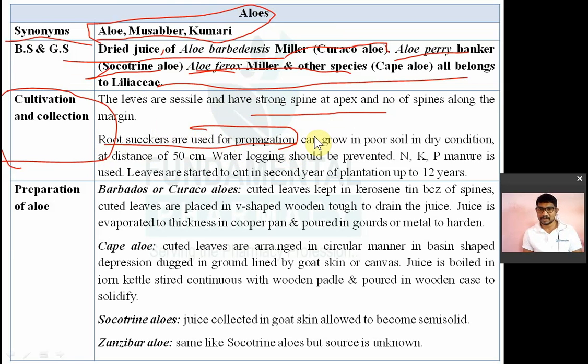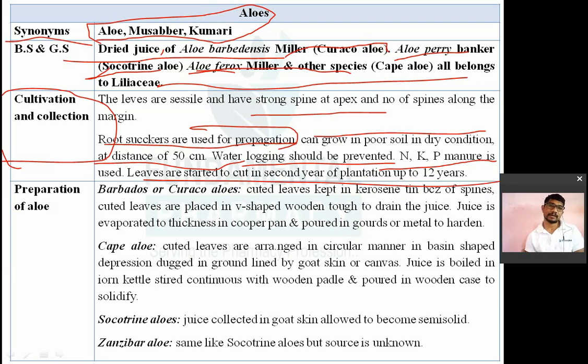Now this plant can grow in poor soil and dry condition. It is cultivated medicinally. It is planted at a distance of 50 centimeter. Water logging should be prevented. जहाँ पे पानी का जमा होना वहाँ पे नहीं लगाना. So water logging should be prevented. And for a good medicinal purpose, you have to use manures like nitrogen, potassium, phosphorus, NPK. So that is used. The leaves are started to be cut in the second year of the plantation.